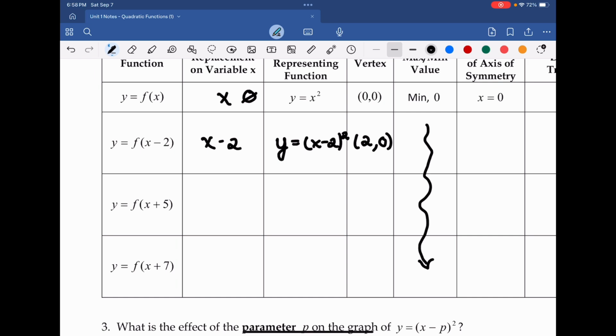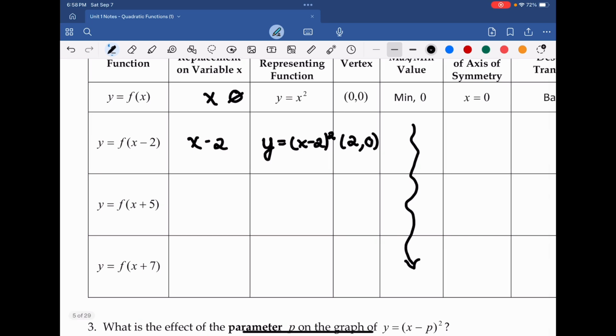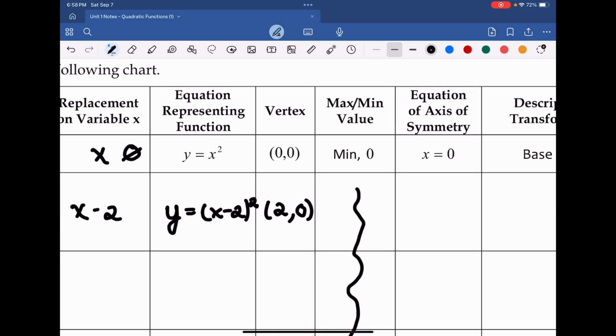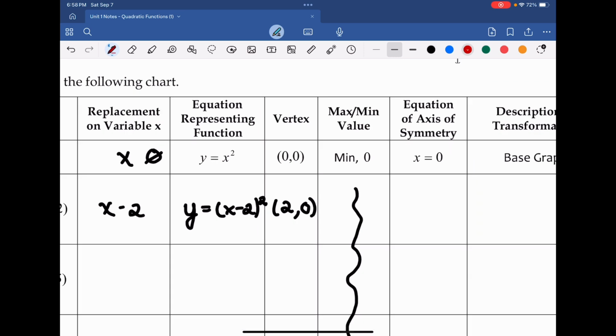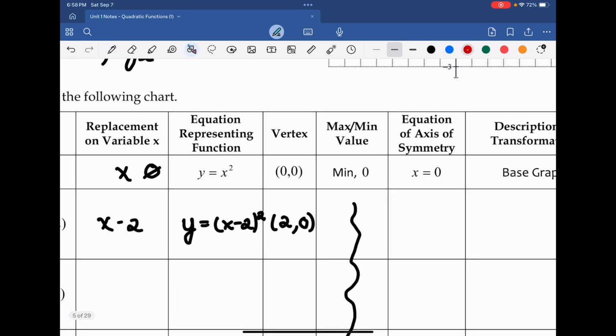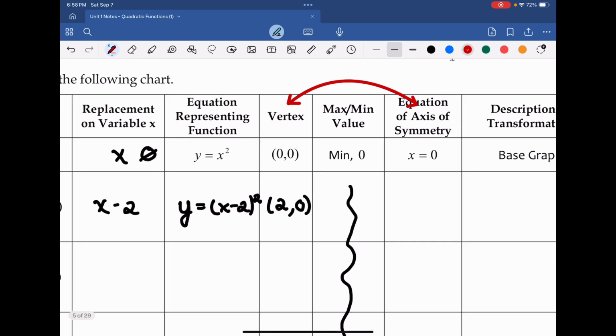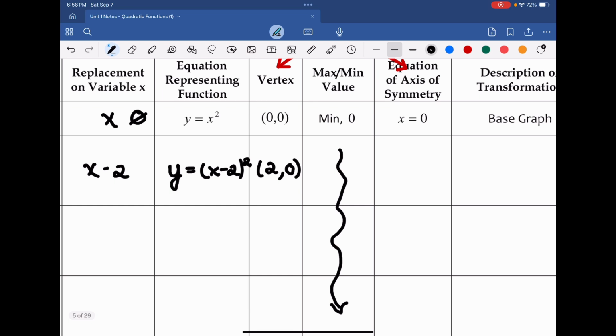I'm going to put an arrow representing that the minimum of 0 stays the same for all of these, because we're not shifting up or down. We're just going left or right, which is affecting the x value of the vertex. Now, what is the axis of symmetry? What I would do in your notes is this: your vertex and your axis of symmetry, these two things go hand in hand. So whatever your vertex is, the x value of that vertex tells you what the axis of symmetry is. So instead of it being x equals 0, now it's going to be x equals 2.